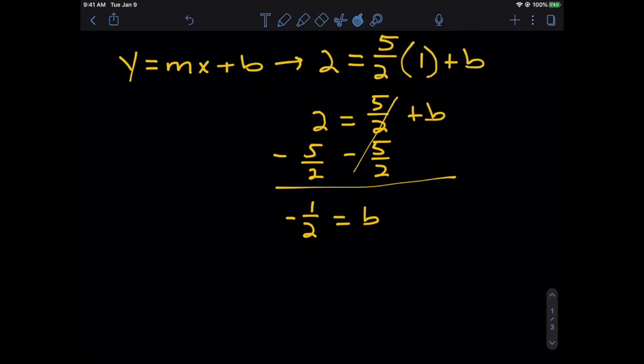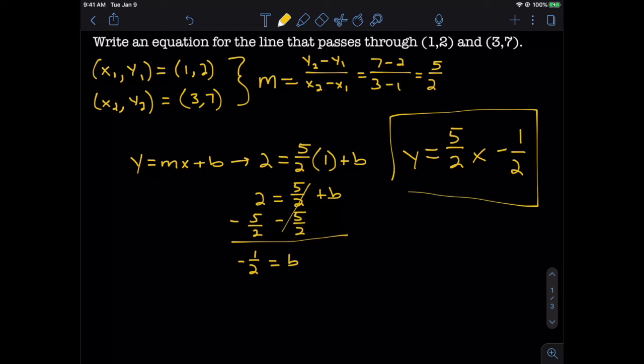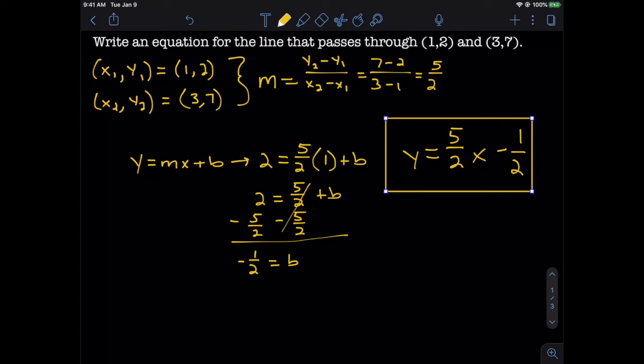Now we're equipped with everything we need for our equation. We have an m value, we have a b value, we can see them over here. Y is equal to, ready, 5 halves for m. We'll keep x as x, and then our b value, as we said before, was negative 1 half, so minus 1 half. So the equation that passes through our 2 points is y equals 5 over 2x minus 1 half.